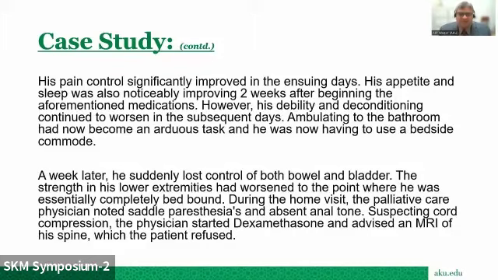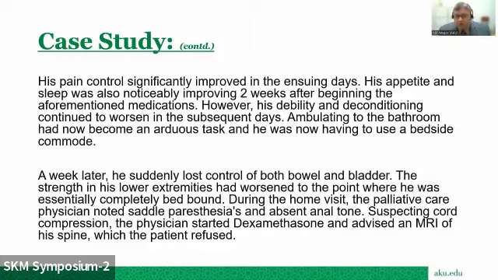However, his debility and deconditioning continued to worsen, and ambulation to the bathroom became an arduous task for him. He was now having to use a bedside commode, because he just couldn't go to the bathroom anymore. A week later, he suddenly lost control of both bowel and bladder. The strength in his lower extremities had worsened to the point where he was essentially completely bedbound, couldn't even sit in the bedside commode anymore.